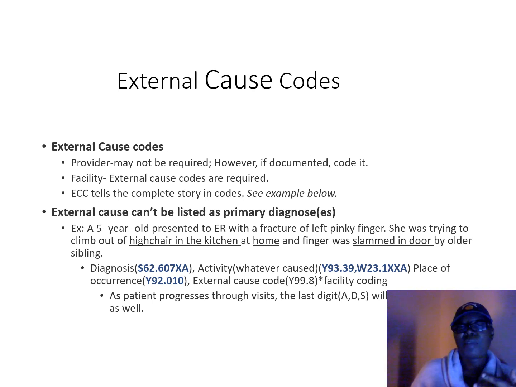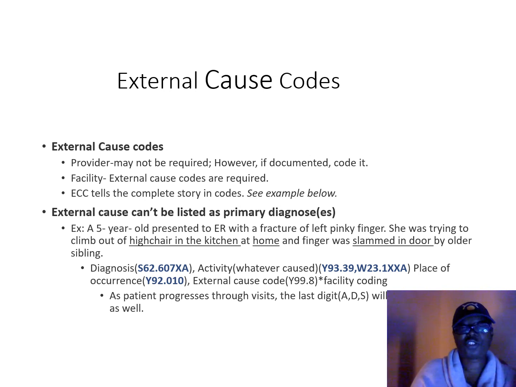And so let's say the patient developed, let's say, I'm going to say arthritis, right? I'm just pulling something out of the air as a diagnosis or a sequela because of that injury. So the diagnosis will become S62.607XS, because there is a sequela, right?